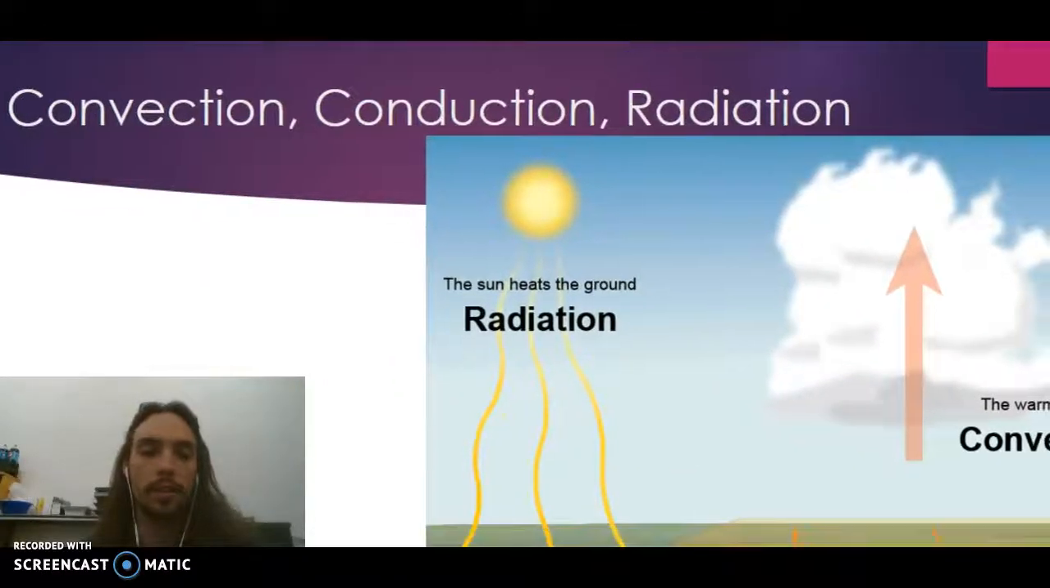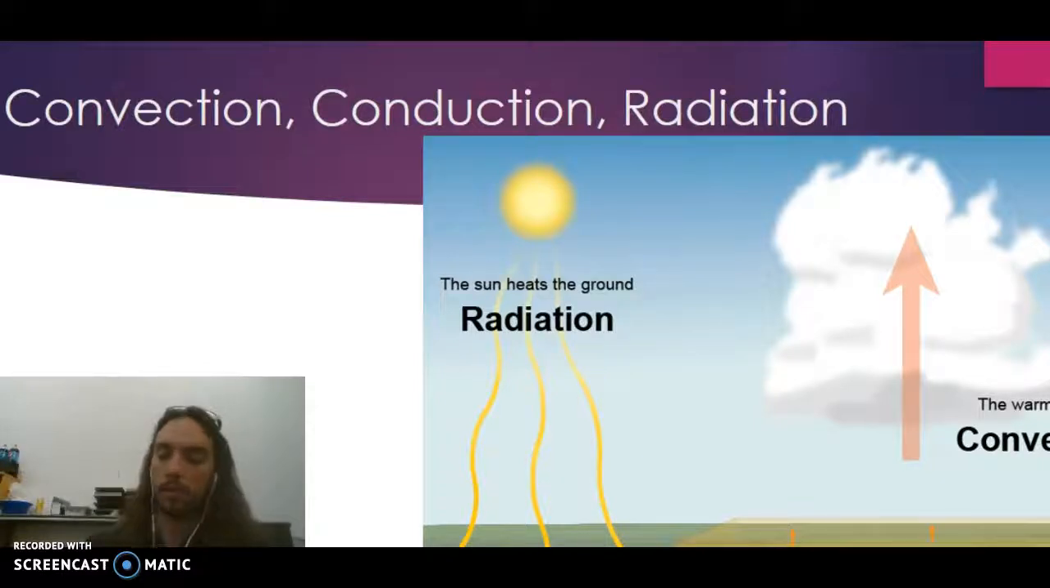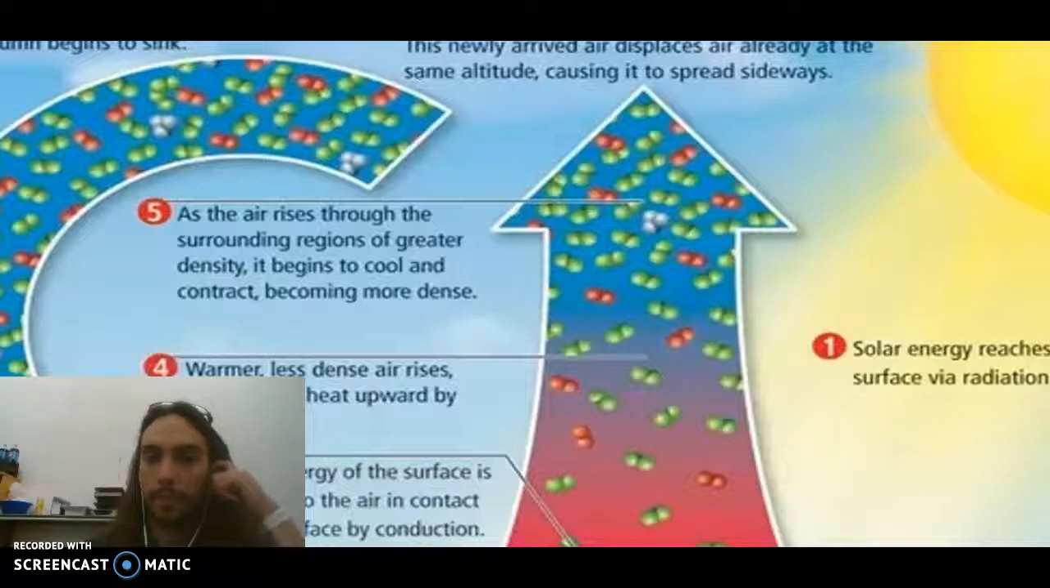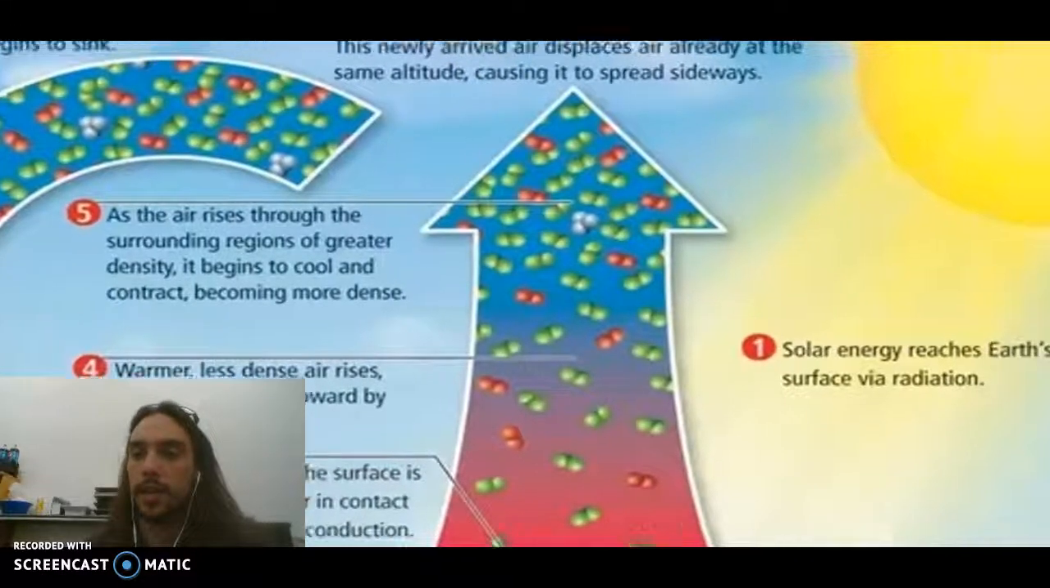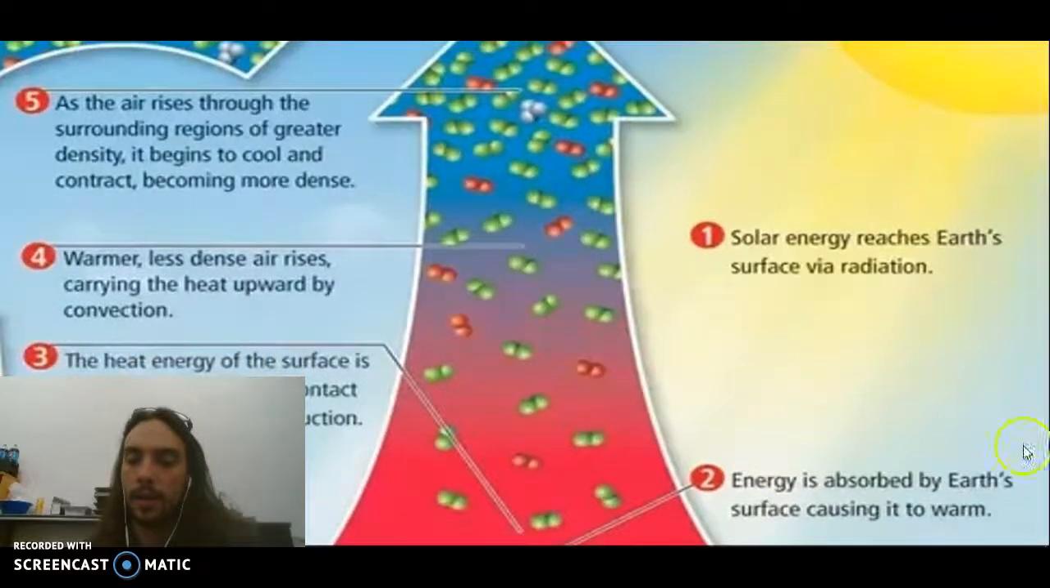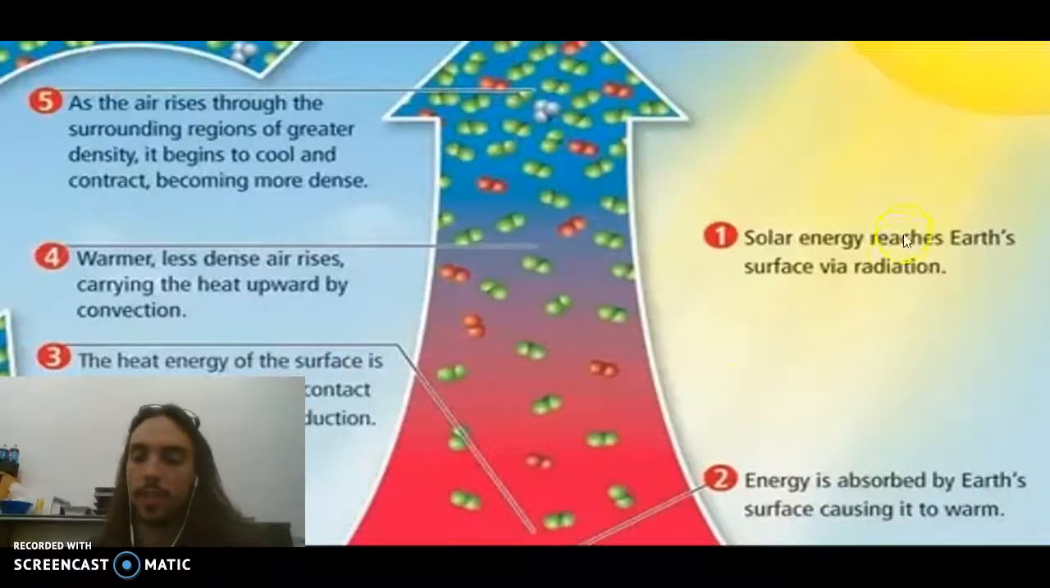So that should be just a little overview. This picture right here is what I'm going to want you to use for your quizzes if you have any questions. It's a really in-depth picture, so we'll go over it very quickly. Number one, the solar energy reaches the Earth's surface via radiation. We know that. It hits the ground. It heats up the ground. For number two right here, the energy is absorbed by the Earth's surface, causing it to warm. That's going to be still radiation energy.